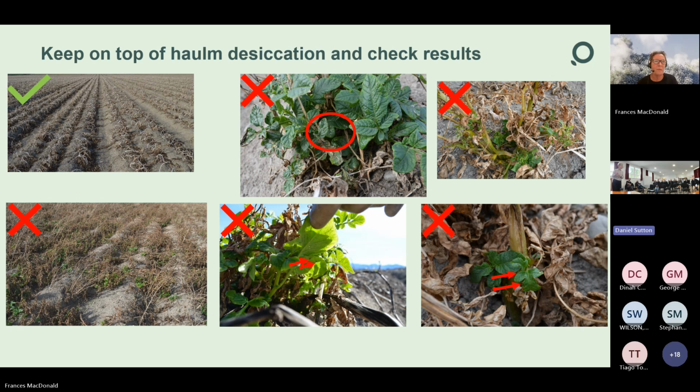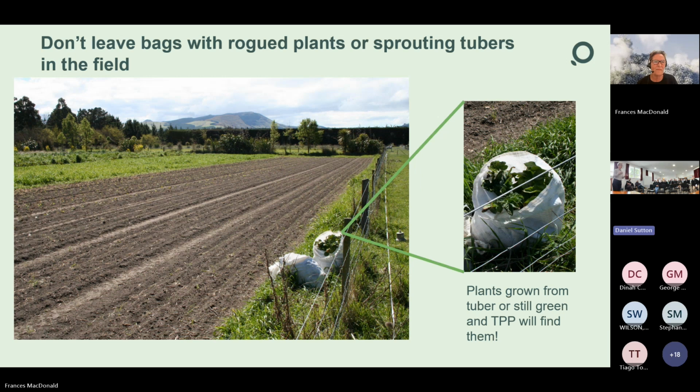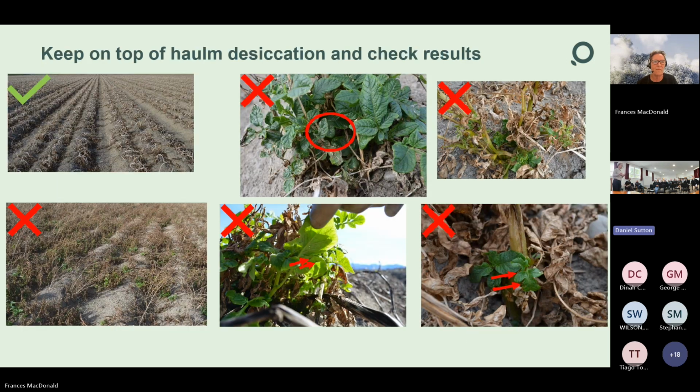I think this one must have been hammered home quite well, right? Yeah, flick through it, Francis. Really important, especially for seed crops, because they just keep resprouting, and the psyllid, if there's one little green leaf, it will find it. Next one.